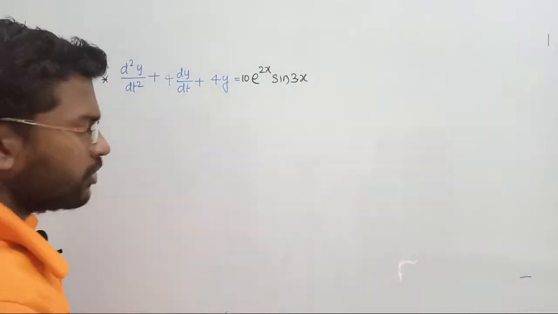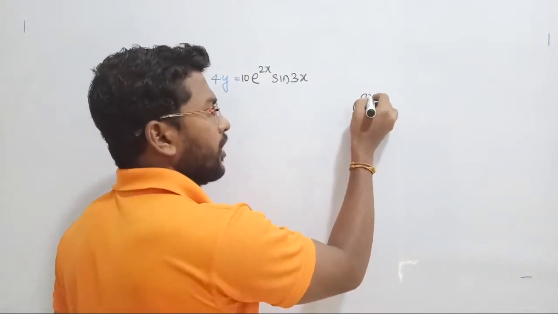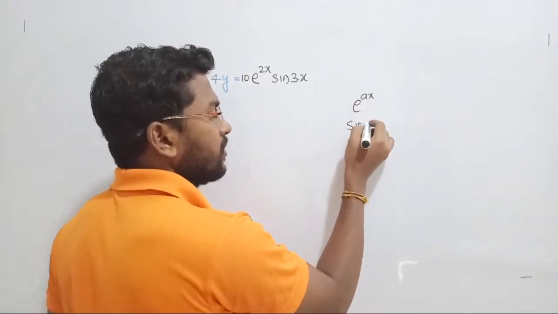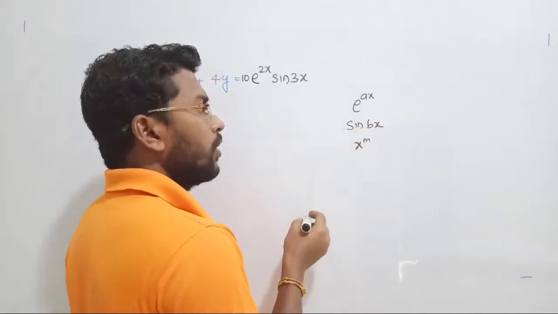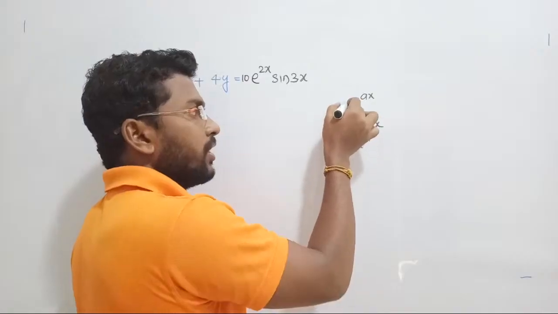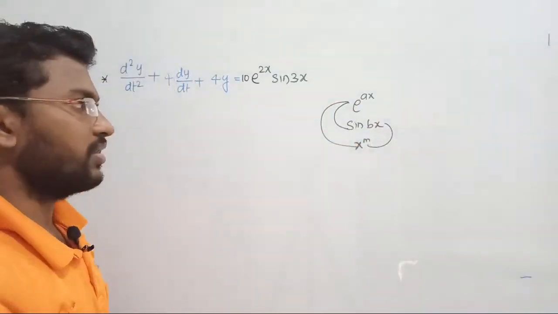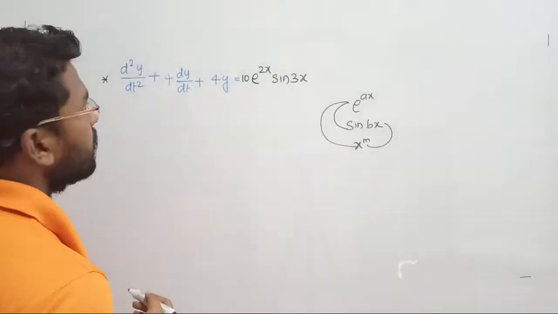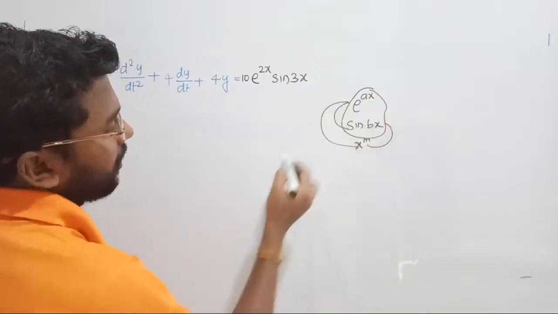In the first model, I said there are 3 people, right? First we saw e power ax, then sin bx, then x power m. Now first we should club these 2, then these 2, and then these 2. Totally 3 models are there. Let's start our journey with this. First what we are going to do in this case, did you notice? Yes, these 2 were clubbed together.